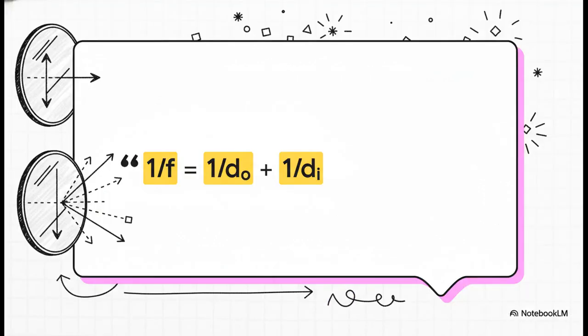Now, drawing ray diagrams is awesome for getting a feel for what's happening, but engineers and physicists, they need perfect precision. That's where this little gem comes in, the mirror equation. Think of it as the secret code. F is the focal length, DO is how far the object is, and DI is how far the image is. You just plug in the numbers, and you can calculate exactly where an image will form, down to the millimeter.